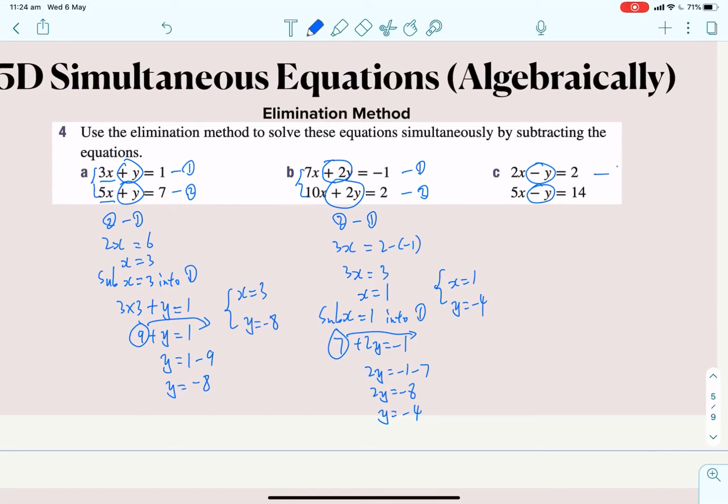Okay, next two, 1 and 2. Again, use big minus small, so it's 2 minus 1. 5 minus 2 is 3. These two cancel each other out, because any number minus itself is 0, yeah? So 14 minus 2 is 12. x equals 4, yeah? Substitute x equals 4 into 1. 2 times 4 is 8, minus y equals 2. 8 minus y is 2, so y is 6, yeah? Done. x equals 4, y equals 6.